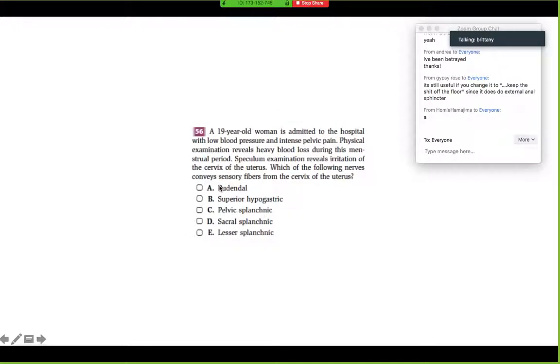Okay. A 19-year-old woman is admitted to the hospital with low blood pressure and intense pelvic pain. Physical exam reveals heavy blood loss during menstruation. Speculum exam reveals irritation of the cervix and uterus. Which of the following nerves conveys sensory fibers from the cervix of the uterus? So I think sensory. Do we have any other takers?